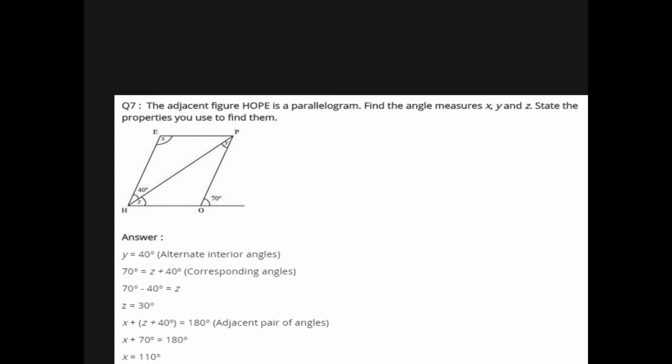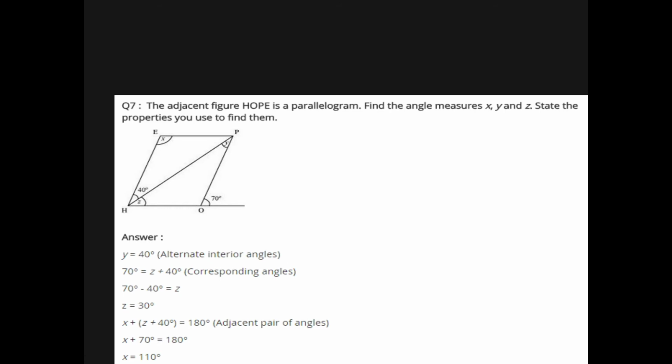Question number 7. See what is given. In question number 7, the adjacent figure HOPE is a parallelogram. Find the angle measures x, y, z. State the properties you use to find them. Okay. So y is equal to 40 degrees by which property? By alternate interior angle property.